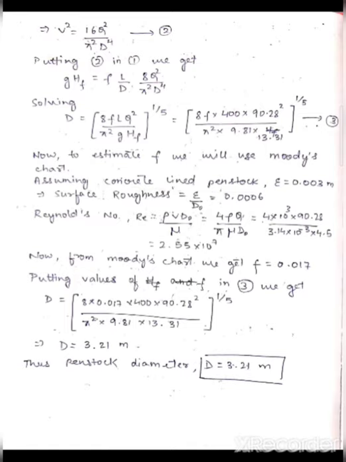Now Reynolds number is equal to rho V D naught by mu, and we know that this V is equal to 4Q by pi D square. So we'll get Reynolds number to be equal to 4 rho Q divided by pi mu D naught. As we know all these values, we'll be able to find out Reynolds number to be equal to 2.55 into 10 to the power 7. As we now know both the surface roughness and Reynolds number, we'll be able to find out frictional factor from Moody's chart, that is equal to 0.017. Now we'll put this F in equation 3 and find out the diameter of the penstock to be 3.21 meter.